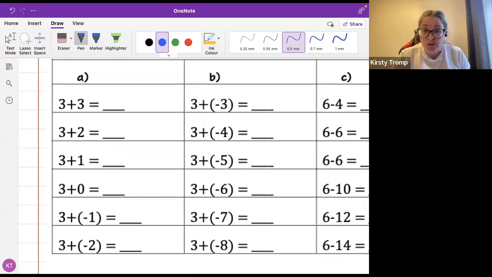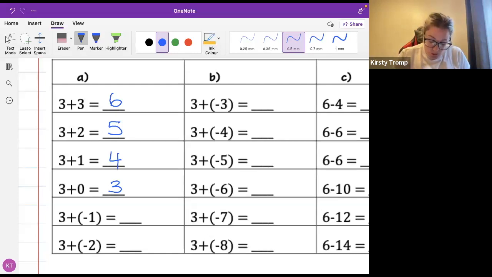So 3 plus 3, we know that one. We've been doing that one for a while. 3 plus 3 is going to give me 6. 3 plus 2, really nice and easy, is going to give me 5. 3 plus 1 is going to give me 4. 3 plus 0 is going to give me 3. So all of those are really nice and easy. We shouldn't have had any problems there. It's when I get to these ones a little bit later on.